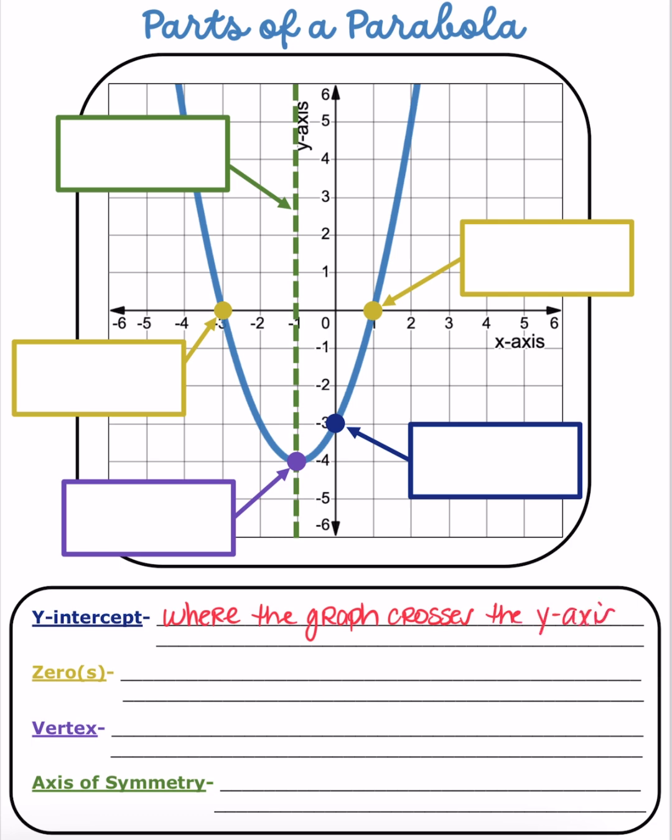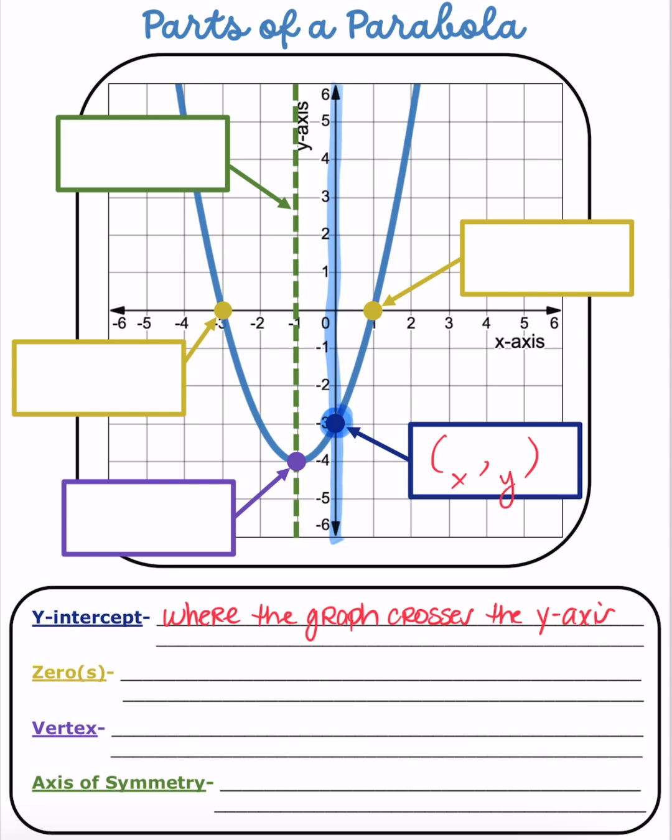If we look at this graph here, I'm going to highlight our y-axis in blue. And we can see that the graph crosses the y-axis at the point -3. Now when we write our answer, we don't want to just write -3. We have to write our answer as an ordered pair. The first coordinate in an ordered pair is the x-coordinate, and the second coordinate is the y-coordinate.